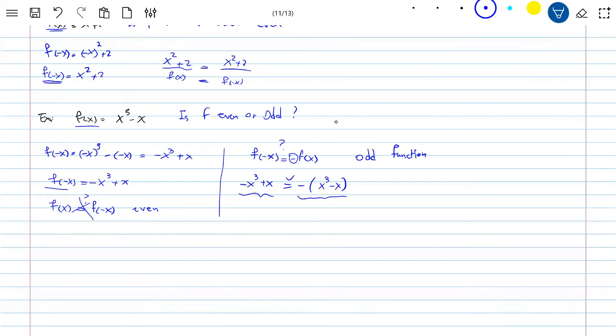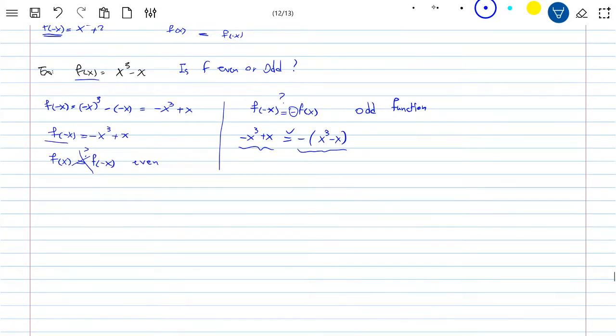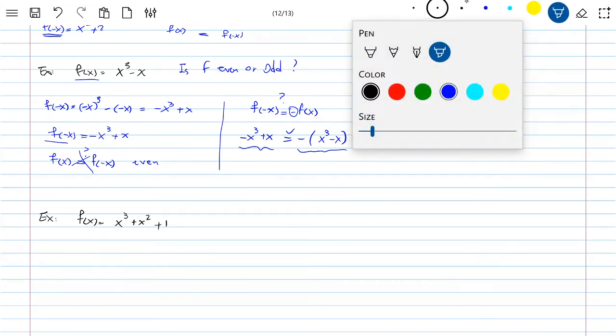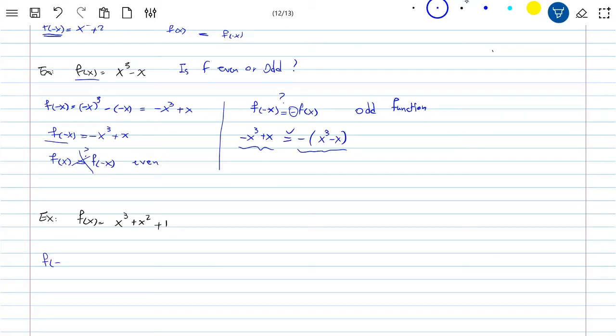So you just check for these two. If it's not true for either one, then you can say it's a neither case. Let me show you an example of that as well. Example: f of x equals x cubed plus x squared plus 1 or something like that. And they ask you to see if it's odd or even. Again, you always need to figure out f of negative x first. Replace x with negative x: negative x cubed plus negative x squared plus 1. Simplify it.